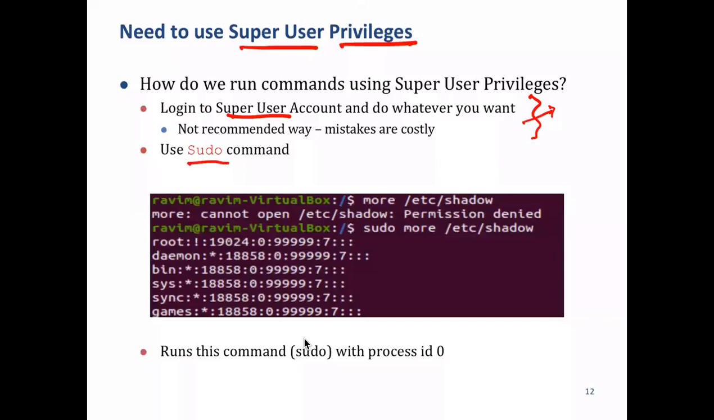For example, normally when you do more /etc/shadow, permission is denied. You cannot open that shadow file, you cannot even print it, right? But when I use sudo more on this one, then I can see it, because when you say sudo, my user process which is asking for this data is running with process ID 0. But how is it happening?